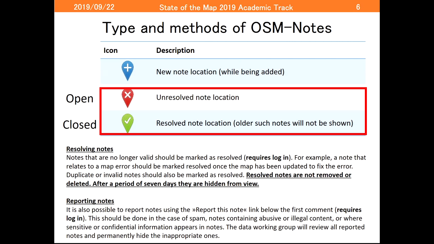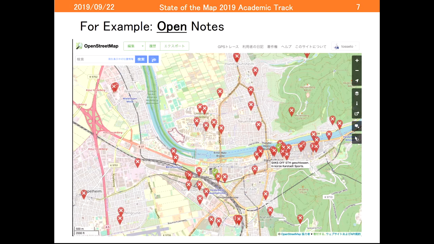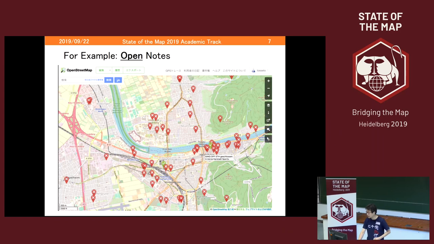This example shows only the open notes around Heidelberg University. This is the distribution of open notes near the venue. Can we all resolve them during the State of the Map conference? The notes function is very useful for location-based feedback.